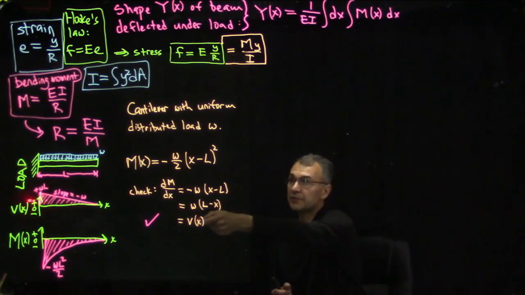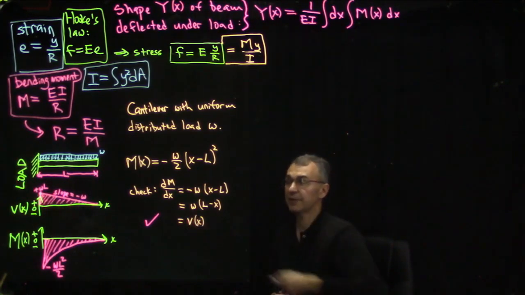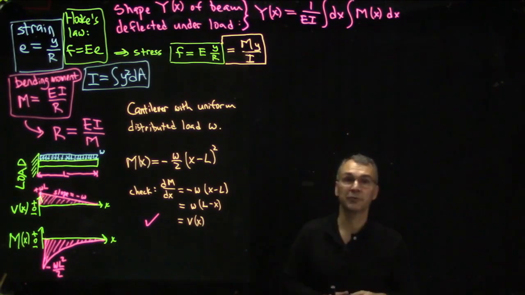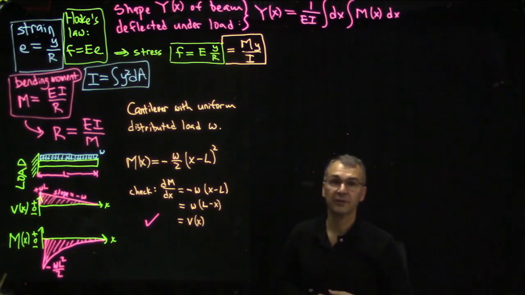The average value of this shear function is WL over 2. So you take WL over 2, which is the average height, times the width. That gives you the area under this triangle. So the area under this triangle is L times WL divided by 2. That's WL squared over 2, so that is the peak value of this moment function. We can write this in functional form. The moment as a function of x is minus W over 2 times x minus L, the quantity squared.